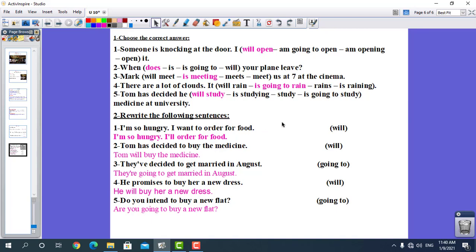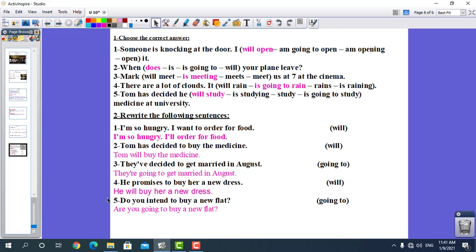Number two, rewrite the following sentences to give the same meaning. I'm so hungry, I want to order food. Yes, use will. I'm so hungry, I will order food. Number two, Tom has decided to buy the medicine. Use will, so Tom will buy the medicine. Number three, they have decided to get married in August. They are going to get married in August. Number four, he promises to buy her a new dress. So he will buy her a new dress.